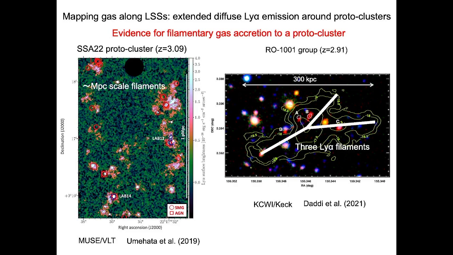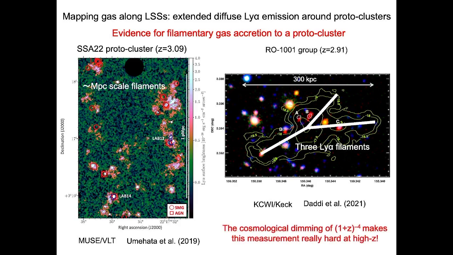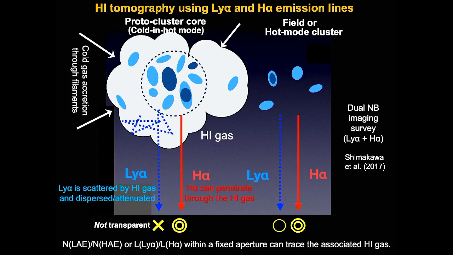So this kind of filament is evidence for filamentary gas accretion onto a protocluster. But this technique is really hard because of the cosmological dimming, right? Those diffuse emissions are really hard to detect. And therefore, we take a different approach, which is the dual narrowband imaging technique, targeting both Lyman alpha and H alpha. And imagine that if your galaxies are enshrouded by a large-scale gas filament like this, then Lyman alpha photons are resonantly scattered and dispersed, while the H alpha can penetrate through the cloud.